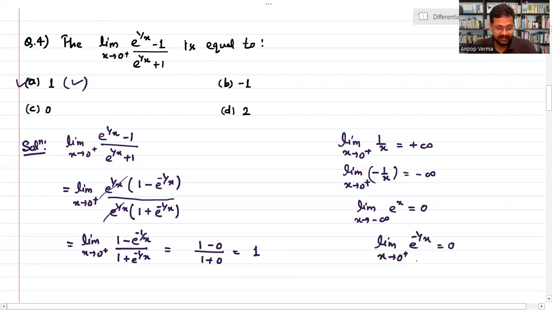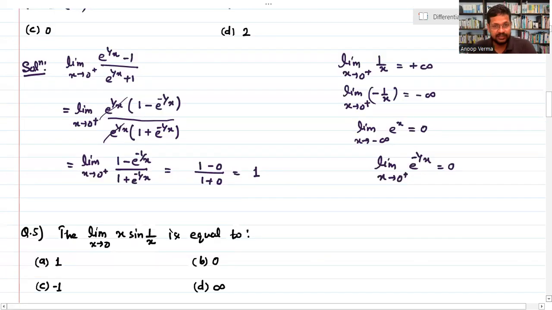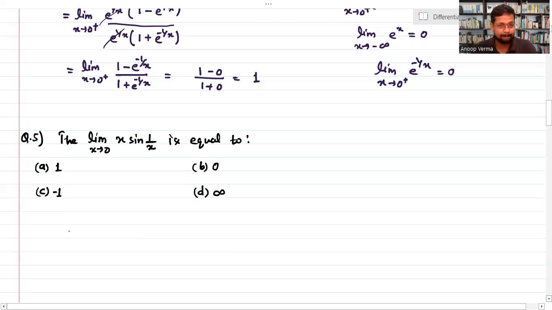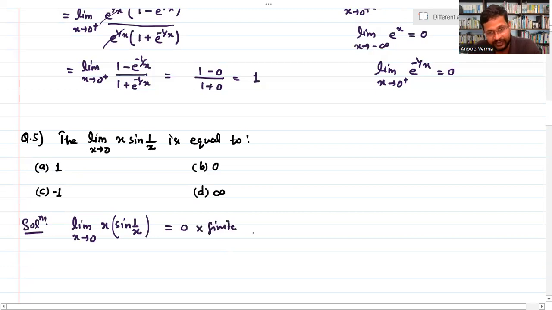Okay. Next, what do we have here? We have to calculate the limit x tending to 0 of x sin 1 upon x. So here also you should pay attention, this is a bounded function, and when x tending to 0, then the function x will be tending to 0. So you will get 0 times some finite value, and it becomes 0.